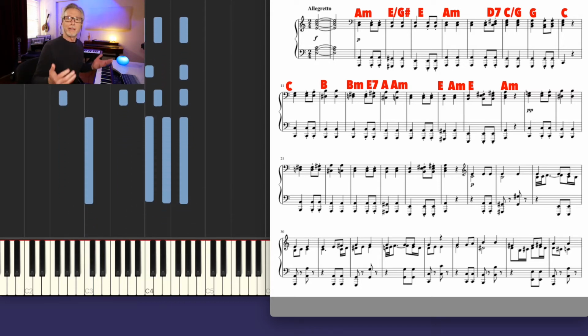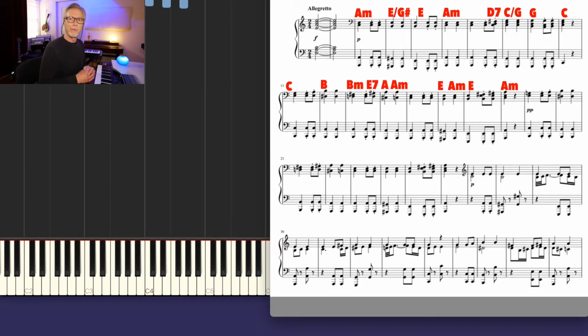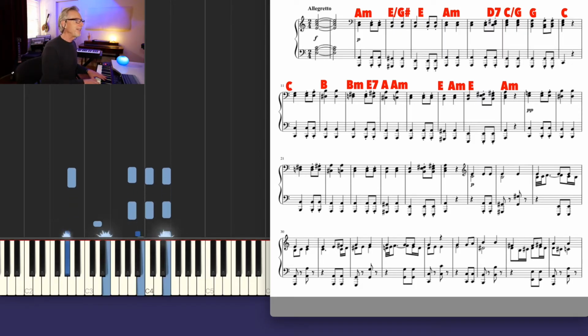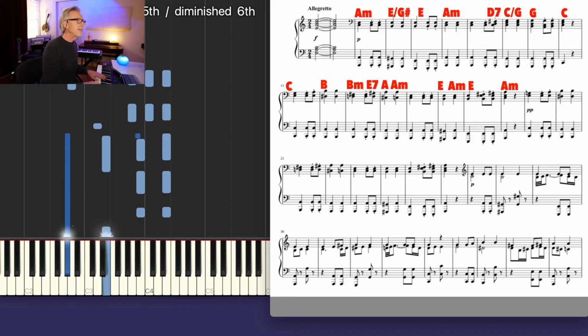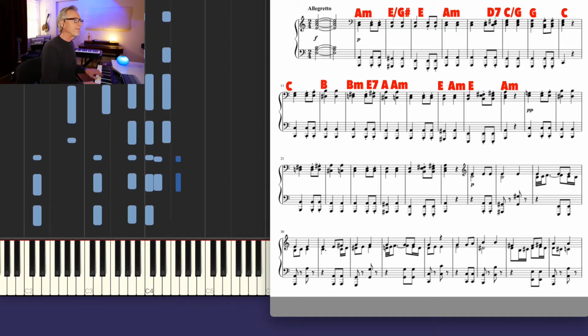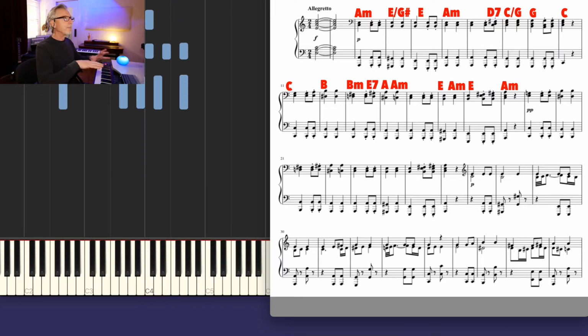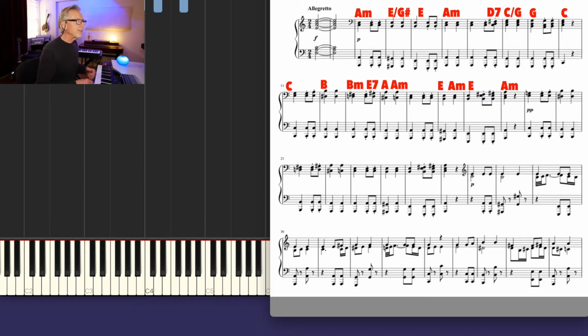So C is the relative major of A minor. There's very little here that's surprising from the point of view of a harmonic analysis. In fact, if we were going to talk about pop chords, these are great pop chords. A minor, E, D to G. I can imagine the Beatles using these pop chords.